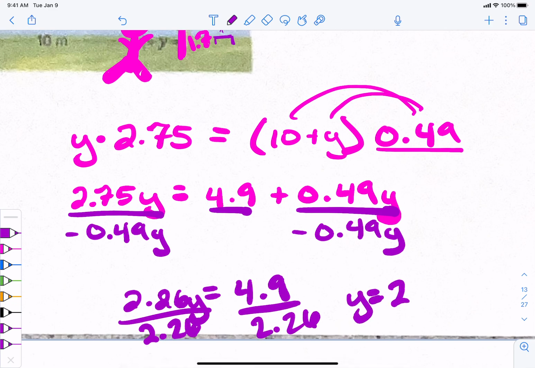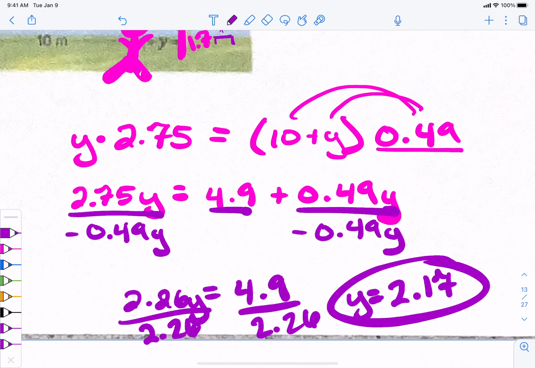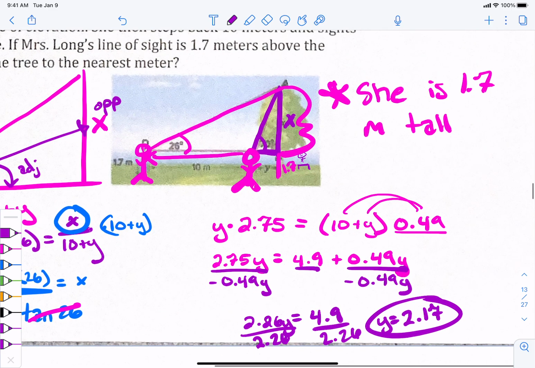Y equals 2.17. Yay. But now we have to solve for x. But now we can, because it's easy now. Kinda. We didn't even want y to start with. This is what y was.